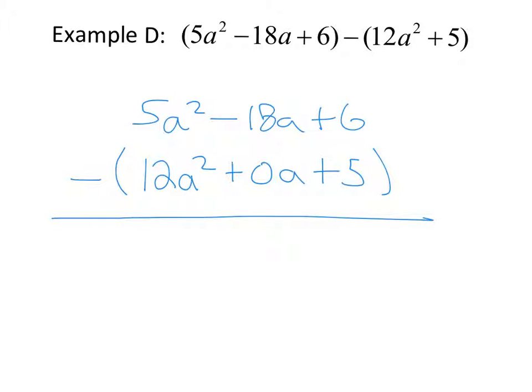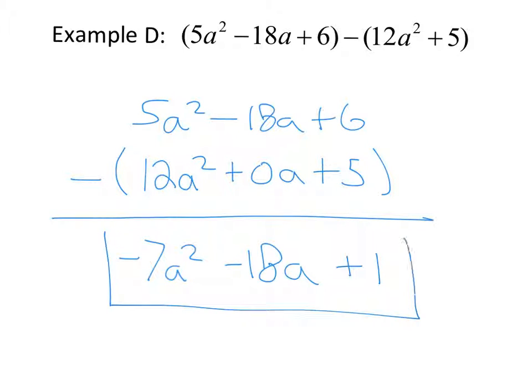Now we're subtracting, and this is a really important part. You've got to say this out loud to yourself. Okay, 5a squared minus 12a squared. You say it in your head, and you do that problem. 5a squared minus 12a squared is negative 7a squared. Make sure you slow down so that you don't make any silly math mistakes. Then we go to the next one. Negative 18a minus 0a. Well, that's easy. It's still negative 18a. And then 6 minus 5. 6 minus 5 is 1. So plus 1. There's my answer.